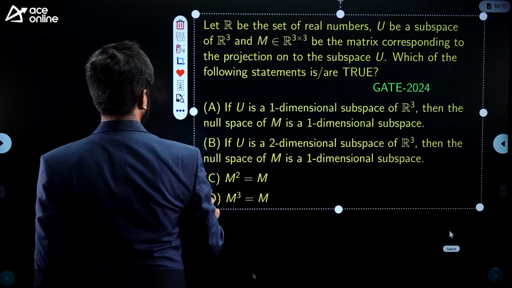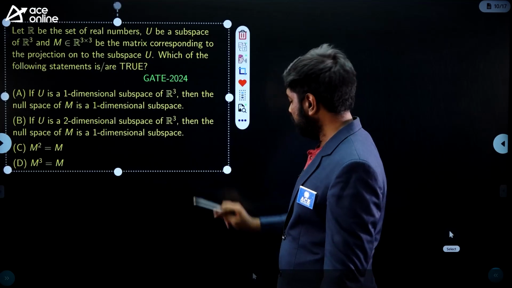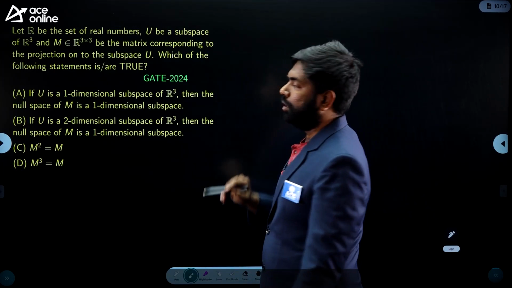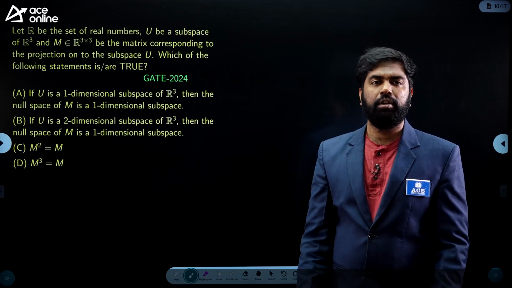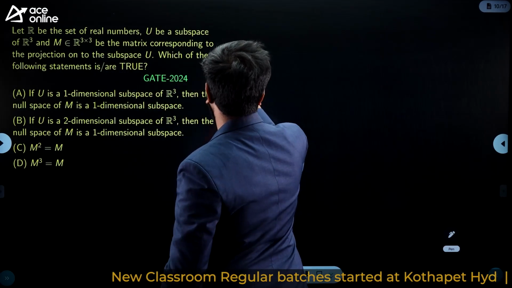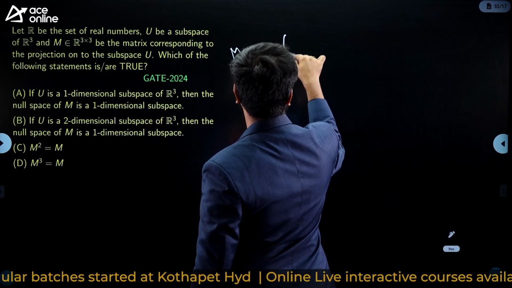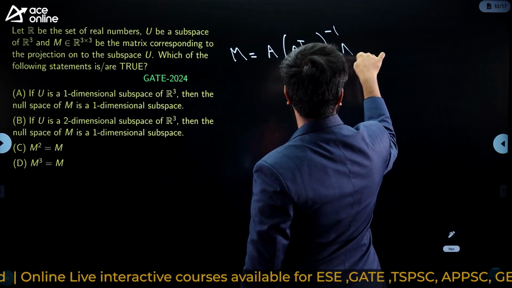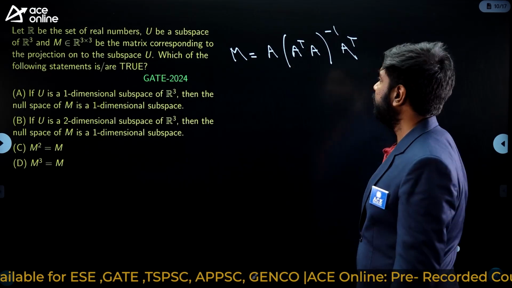Here they are talking about the projection matrix corresponding to a subspace. If you have gone through this topic, if U is a subspace, then the projection matrix onto this subspace U is given by, please try to understand the basics, M equals A into A transpose A whole inverse into A transpose. This is the expression for the projection matrix.